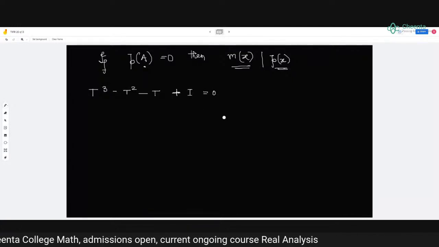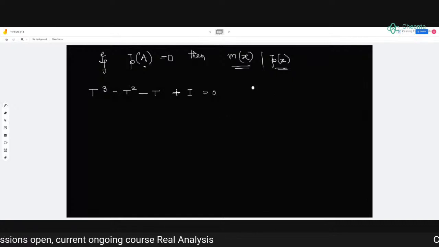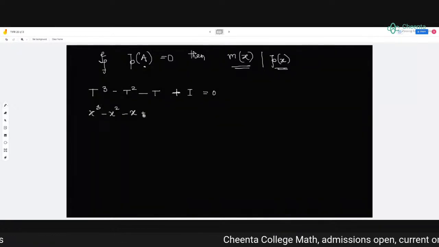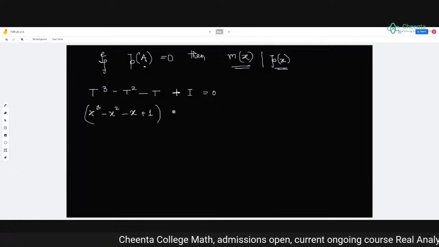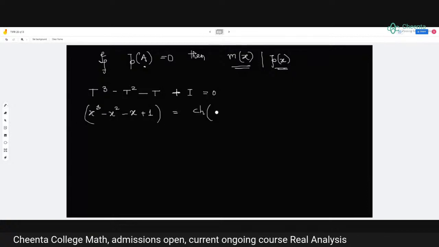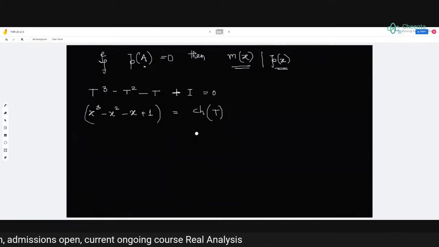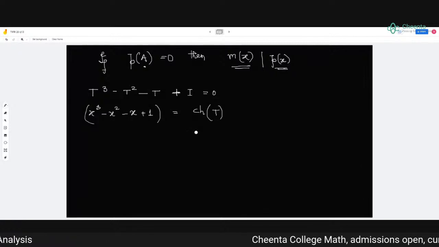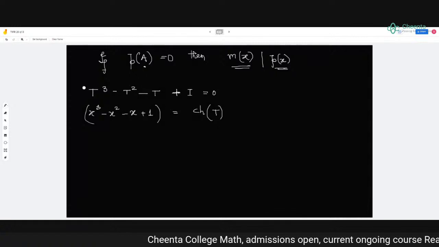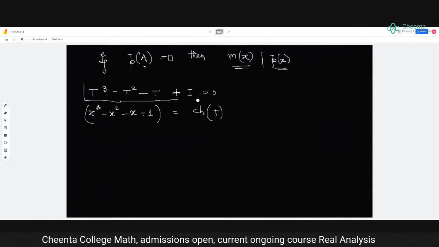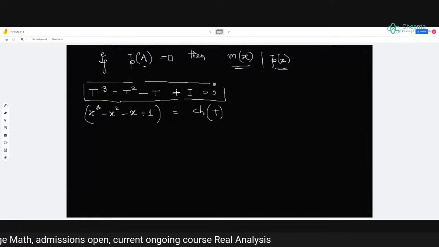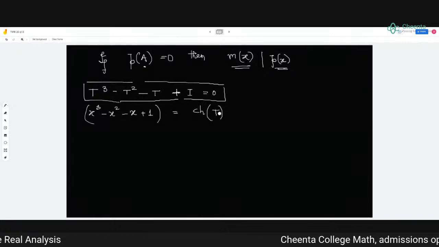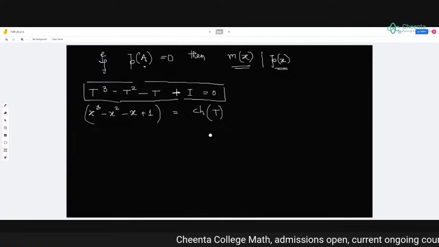So for our convenience, I can take x cube minus x square minus x plus 1 as the characteristic polynomial of P. All right, because the characteristic polynomial is also a degree 3 polynomial which has to satisfy this equation, right? So I can choose my t in such a way that this becomes my characteristic polynomial. It will help because it will reduce our computation.